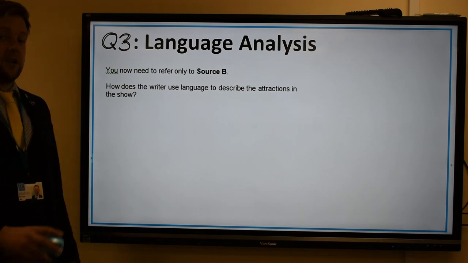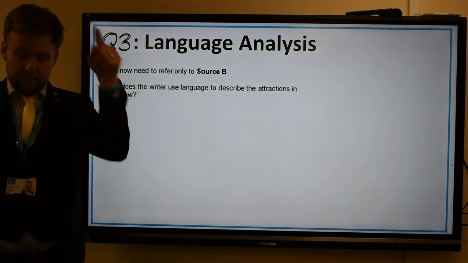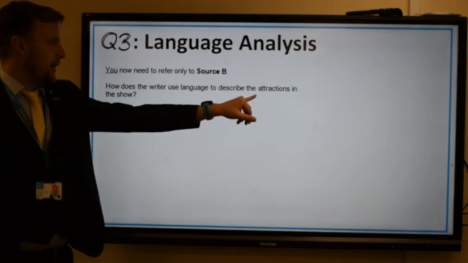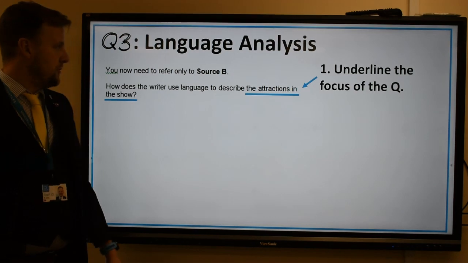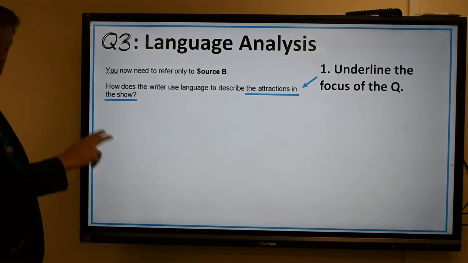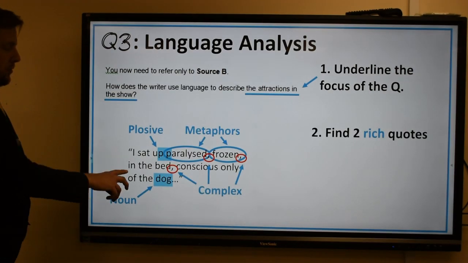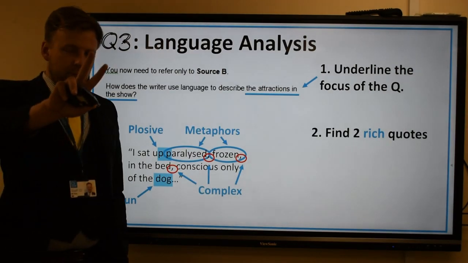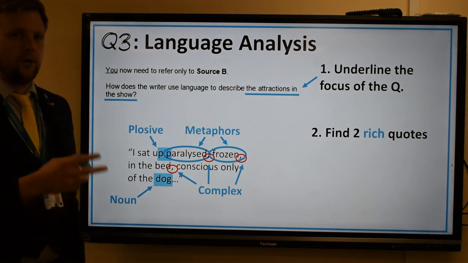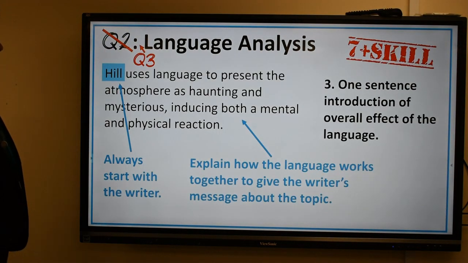Part of the reason why it's 12 marks is that it doesn't give you an extract, it just gives you the whole text. It refers to source B, that whole massive text. First of all, you want to be highlighting the focus of the question. This wants to know about how language is used to describe the attractions in the show. So all of our points need to come back to that. Rich quotes, 2 of them, not 3 or 4, just 2. And if you've forgotten, this is what I mean by a rich quote. A quote that I've got lots and lots and lots to say about, okay?